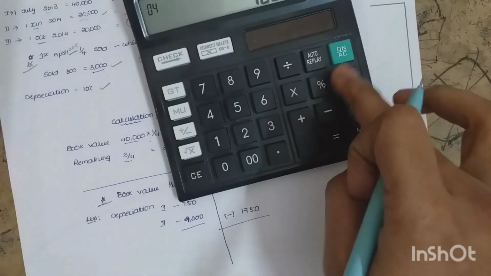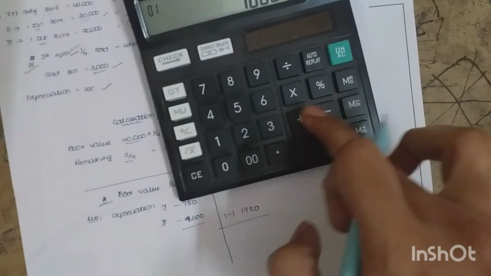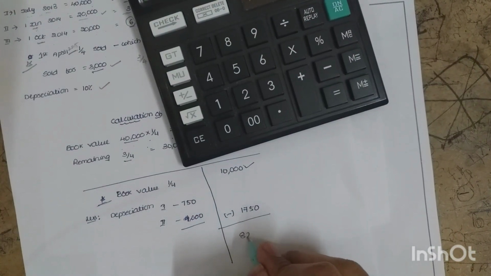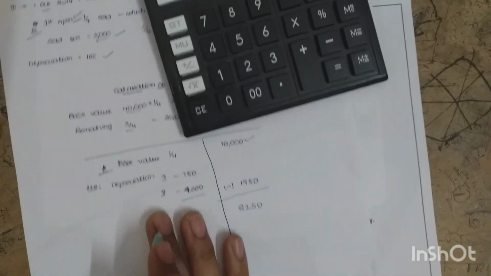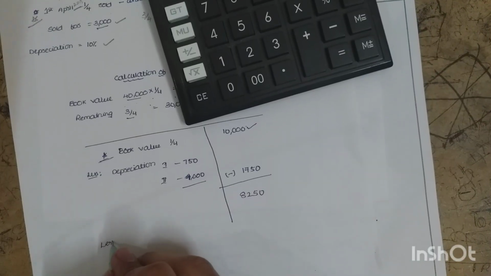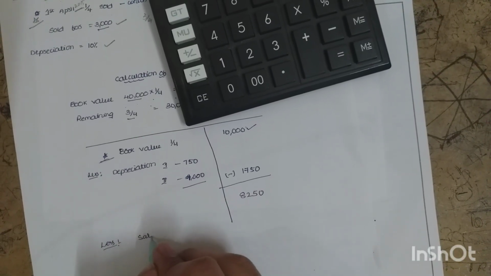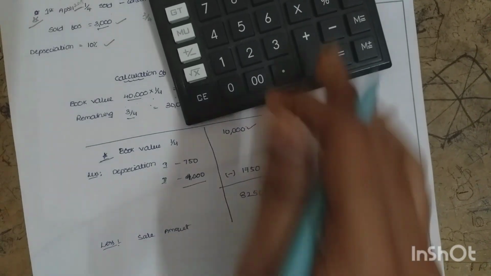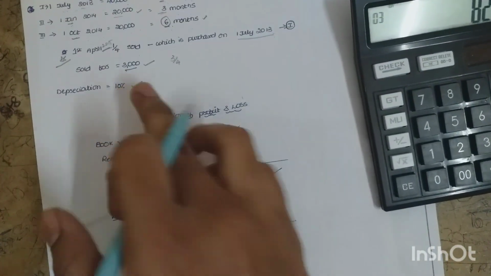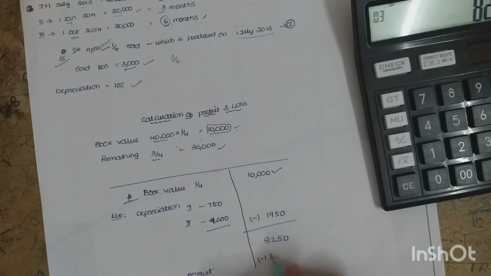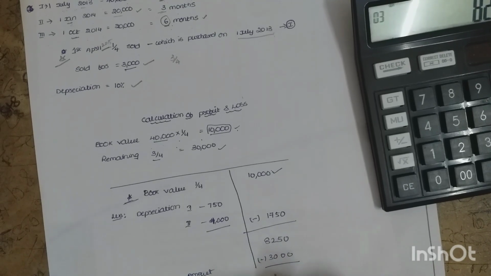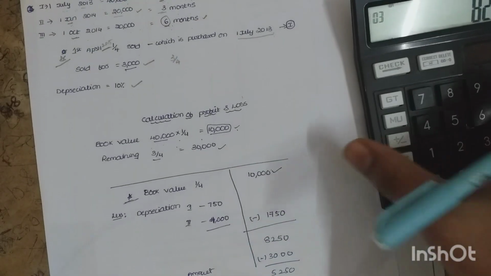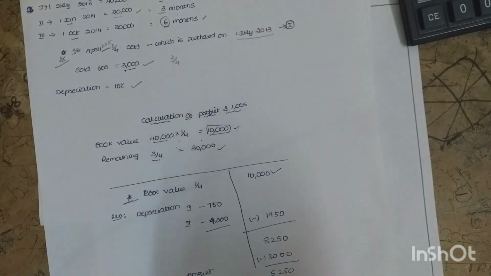We will see, 10,000 minus 1,750. How much are you getting? 8,250, right? Less, what you have to do? Less the sale amount. For how much did we sell? We sold for 3,000 rupees, right? We have to minus this amount, 3,000. So you will get 5,250. This is the P&L amount, that is profit and loss on machinery.